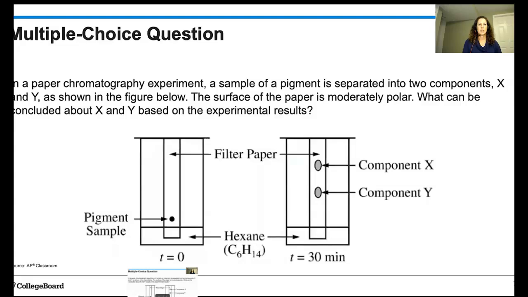What can you conclude about X and Y based on the experiment? Now, you see the solvent. What's the solvent? It's a hydrocarbon, so what do we know about hexane? It's really not polar. Okay, so now what can I conclude about component X versus Y in terms of size, polarity, and so on?